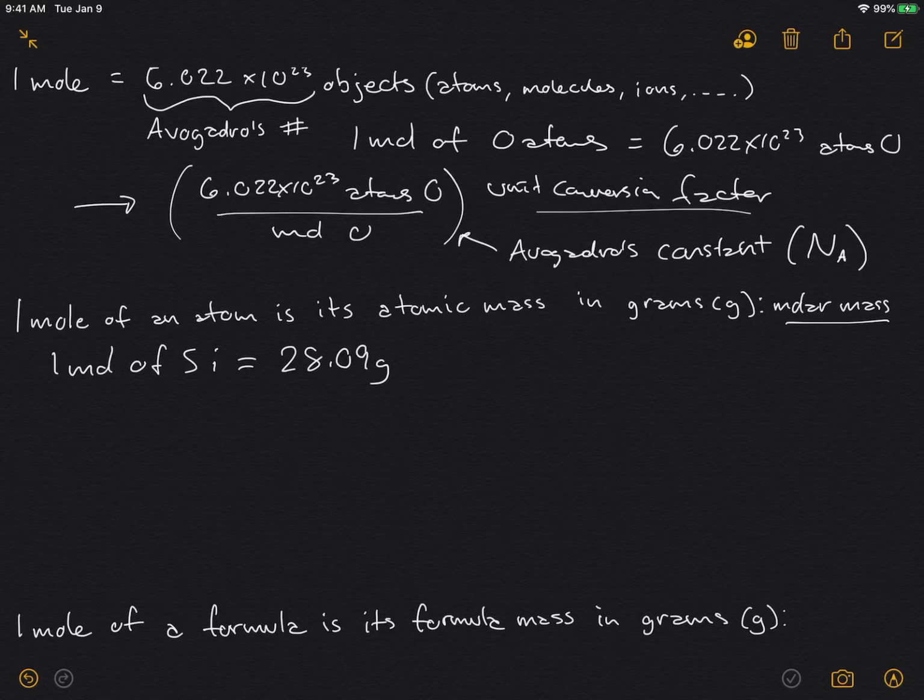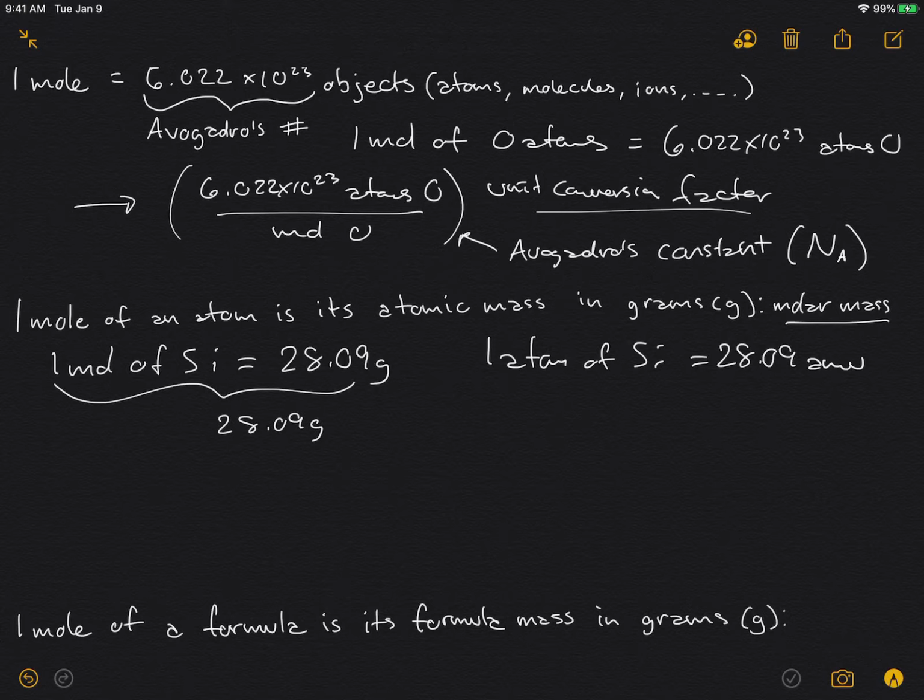If you're talking about 1 atom of silicon, it weighs 28.09 atomic mass units, or AMU, right? And so if we're talking about a large collection of those atoms, then we use grams per mole. And we can write this as a unit conversion factor. So this becomes 28.09 grams per mole. And that's how we'll use this. And this is often the first step in many chemistry problems.